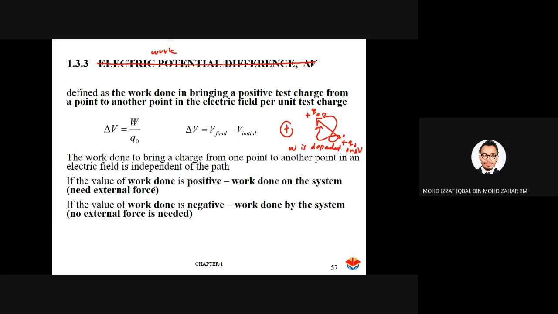If the value of the work done is positive, it is work done on the system. If the value is negative, it is work done by the system. So the difference here is on and by. Work on the system means we do work on the system, so you need an external force. For work done by the system, no external force is needed. So I will explain in detail.